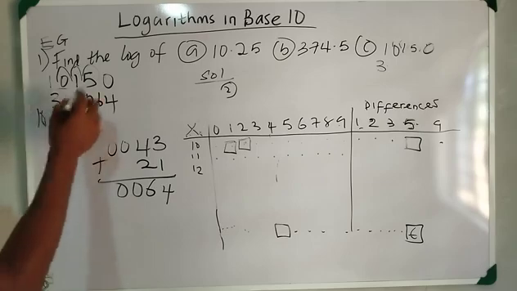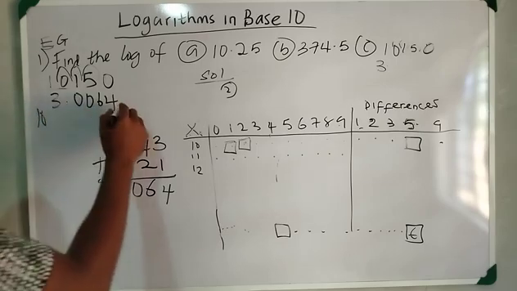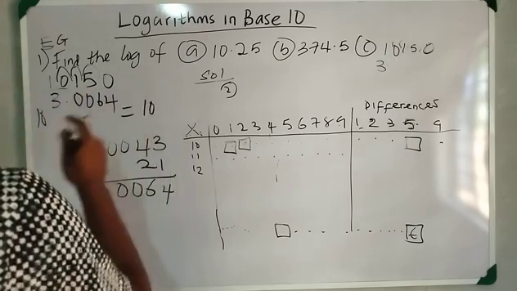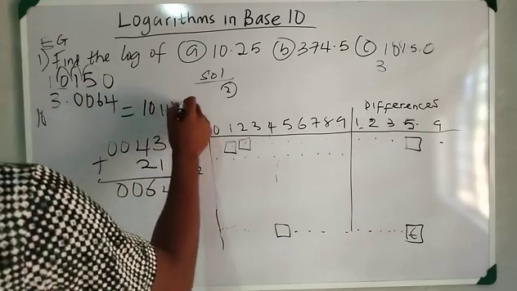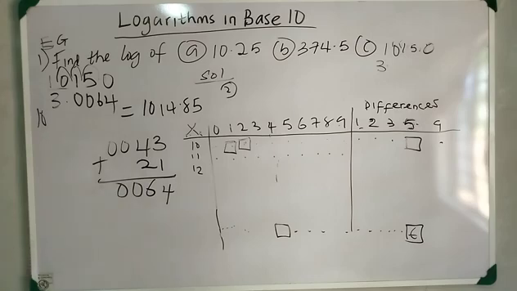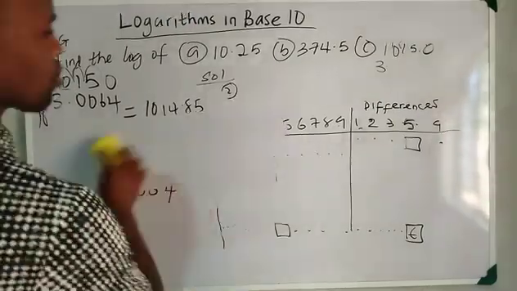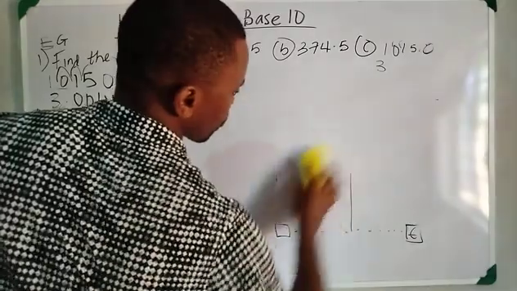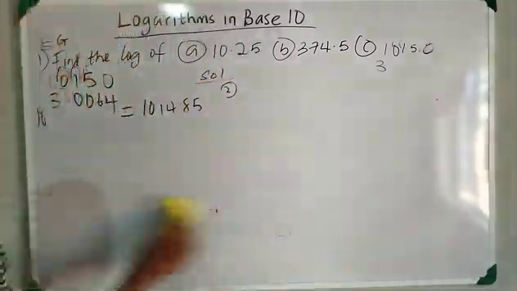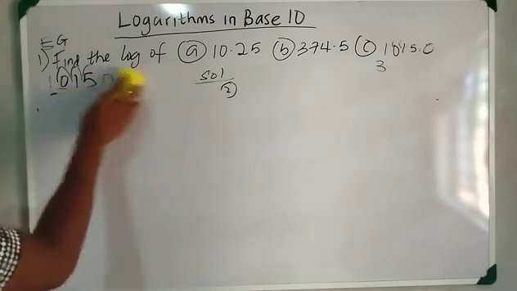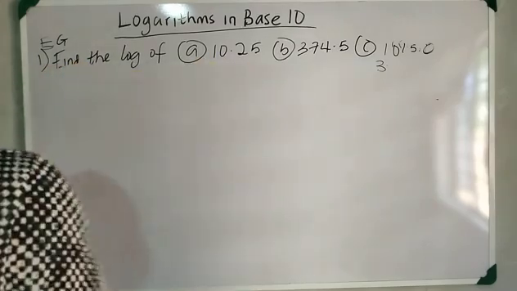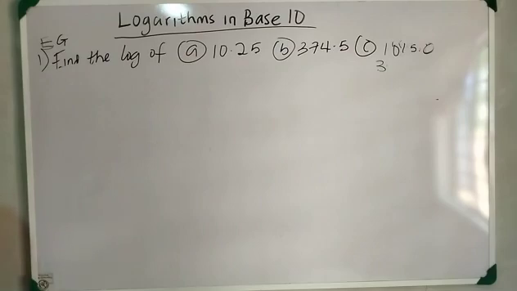And truly, when you press it in the calculator, 10 raised to the power 3.0064 is going to give you 1014.85. So you see that in logarithms, you can actually use your calculator to confirm if what you got actually is the answer. So let me give you some examples you can try. Mind you, as you keep using the logarithm table, you will get better at it. Now, see if you can solve these examples.